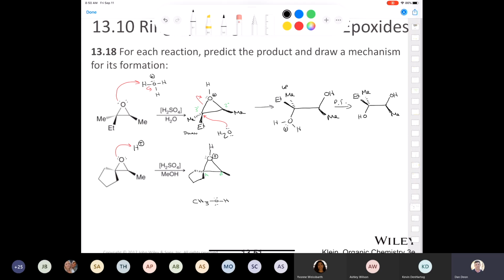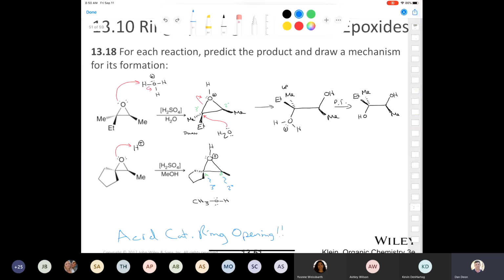Remember, this is acid catalyzed ring opening. That's the whole point of this: acid catalyzed ring opening. So A is tertiary, and this is secondary. It's going to attack the tertiary because it's more comfortable with the delta plus, based on the whole bond weakening thing.